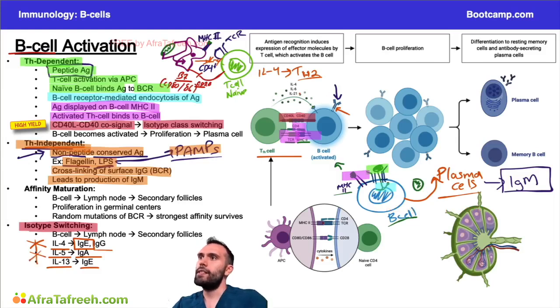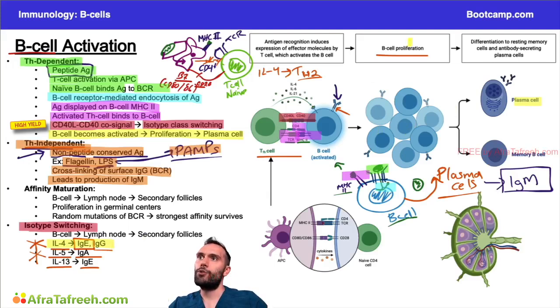Once that happens, those B cells can then go on to proliferate. Okay, so the B cells will become activated, they'll proliferate, and then they can eventually become plasma cells, which are essentially going to be antibody factories. And if they were stimulated with interleukin 4, they might be pumping out a bunch of IgE or a bunch of IgG, for example.